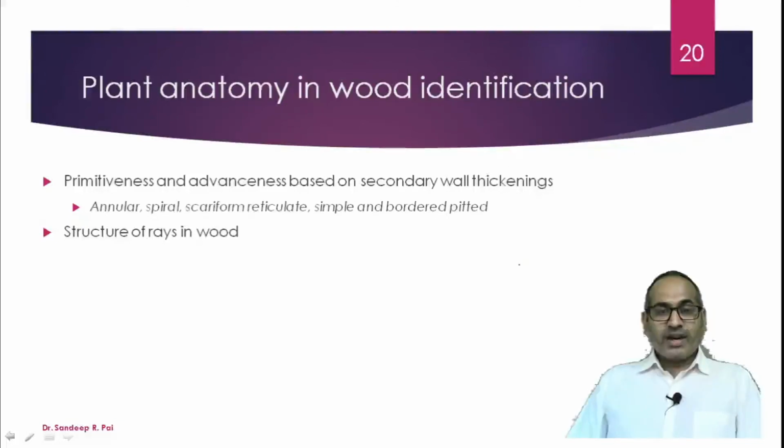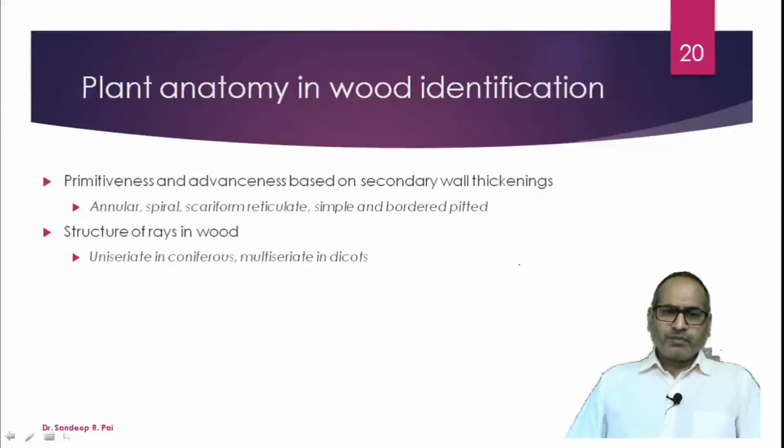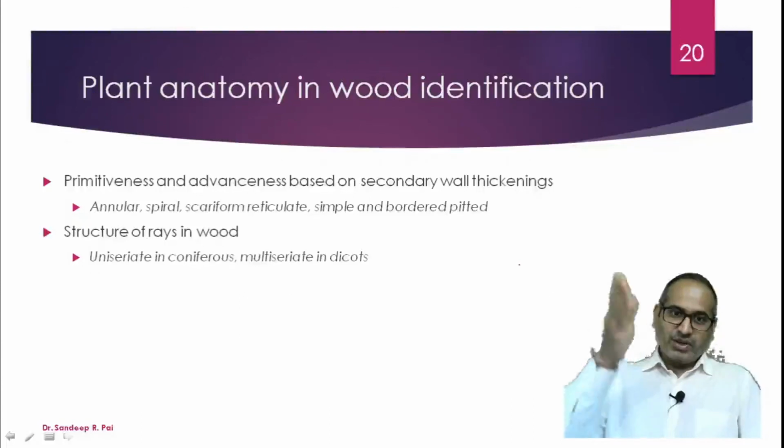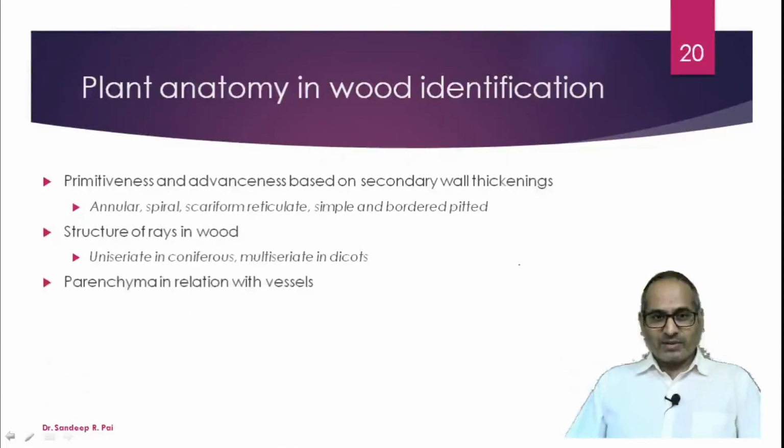Further, structures of rays in woods. What are the structures of rays in wood? These are all characters which will help you in identification of woods. There are two types: uniseriate in coniferous and multiseriate in dicots. If a wood material is given and you see the structure of rays, uni is one, multi is many, seriate means lines. If you see a single-line cell formation, it is coniferous. If it is multi-lined cell formation, it is a dicot.